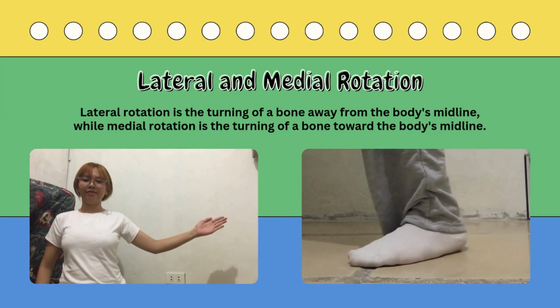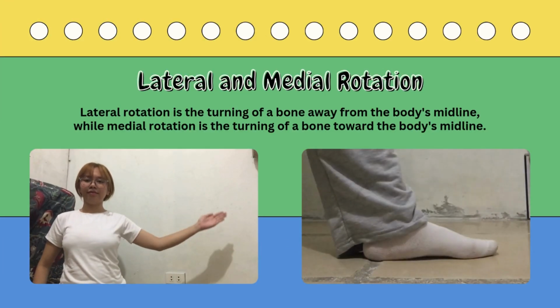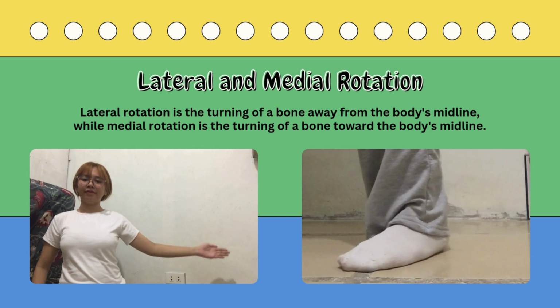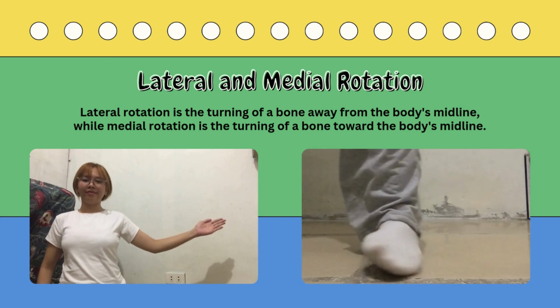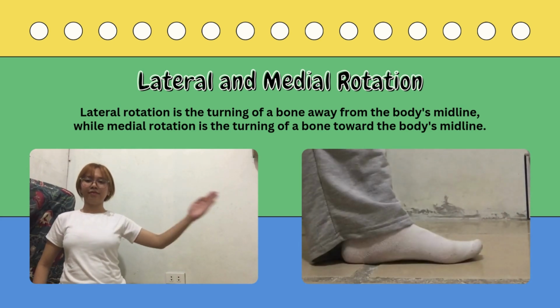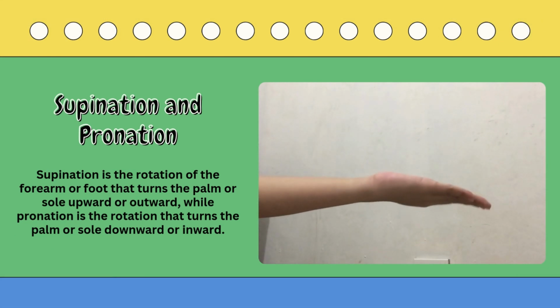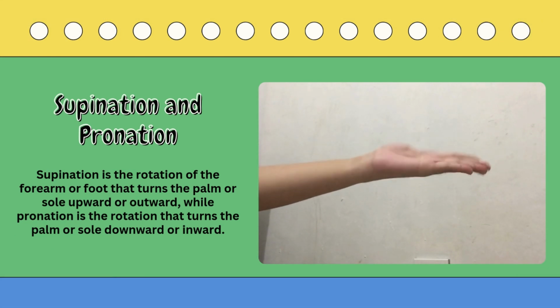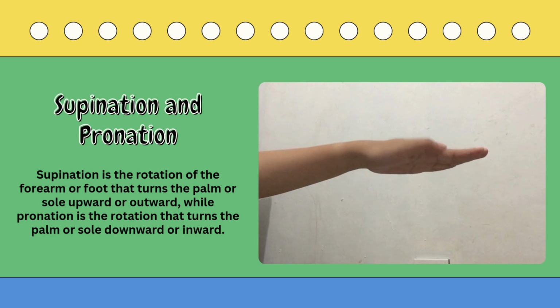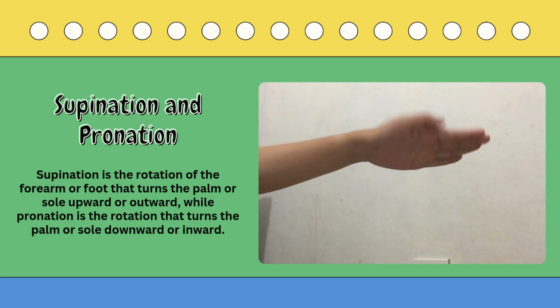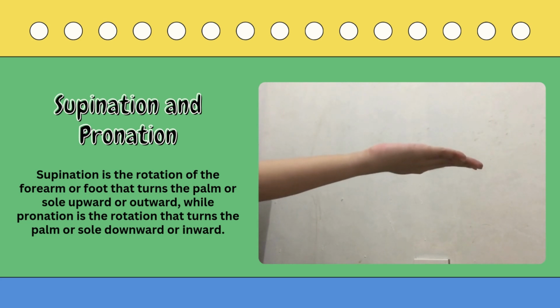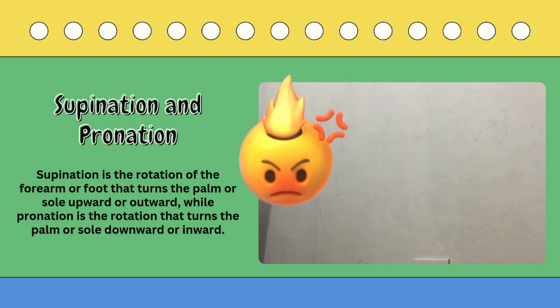Lateral and medial rotation. Lateral rotation is the turning of a bone away from the body's midline, while medial rotation is the turning of a bone toward the body's midline. Supination and pronation. Supination is the rotation of the forearm or foot that turns the palm or sole upward or outward, while pronation is the rotation that turns the palm or sole downward or inward.